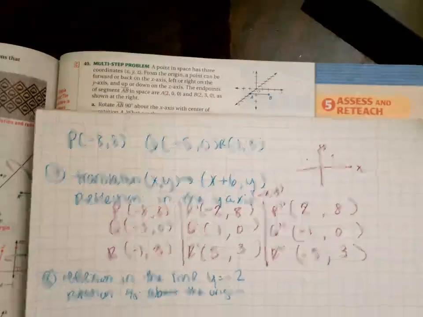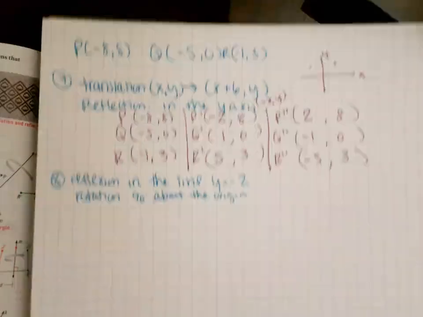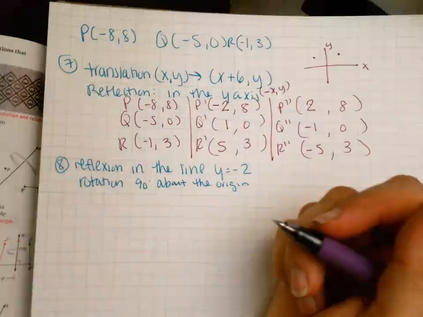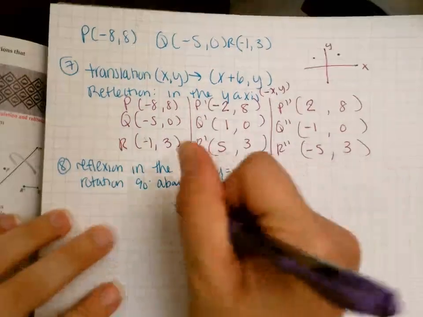Let's go down to our next problem. This one first wants you to reflect in the line y equals negative 2. That's easiest when we actually graph it. So I'm going to quickly just graph this.